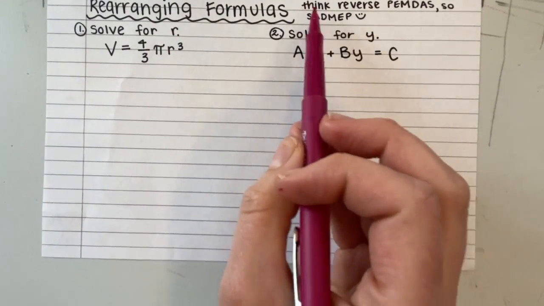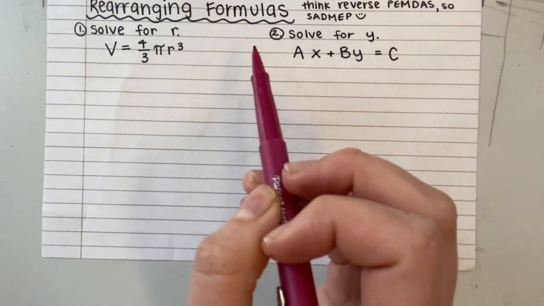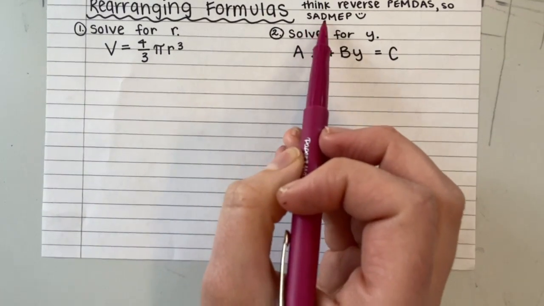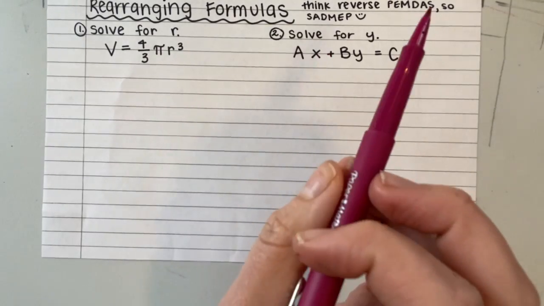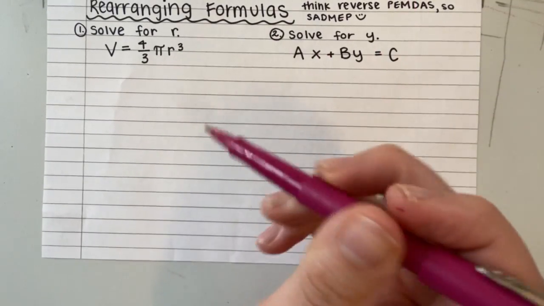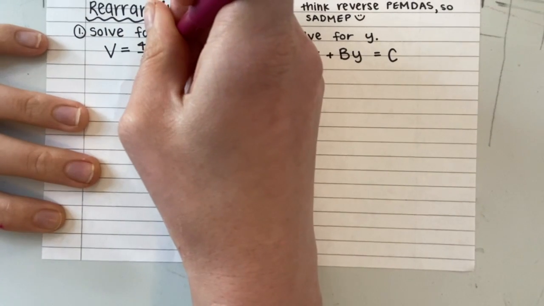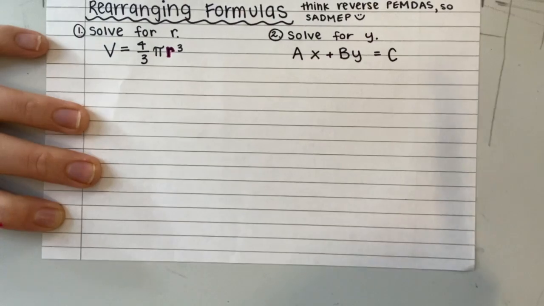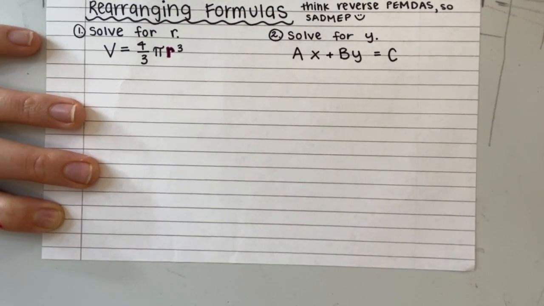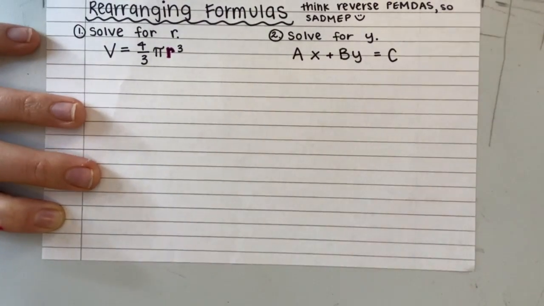So right here I wrote think of reverse PEMDAS because that is what we're doing. We're doing SAD MEP because we are solving for a variable. So what I'm going to do is I'm going to actually write my variable that I'm looking for in this pink so we can remember what it is we want on a side completely by itself.